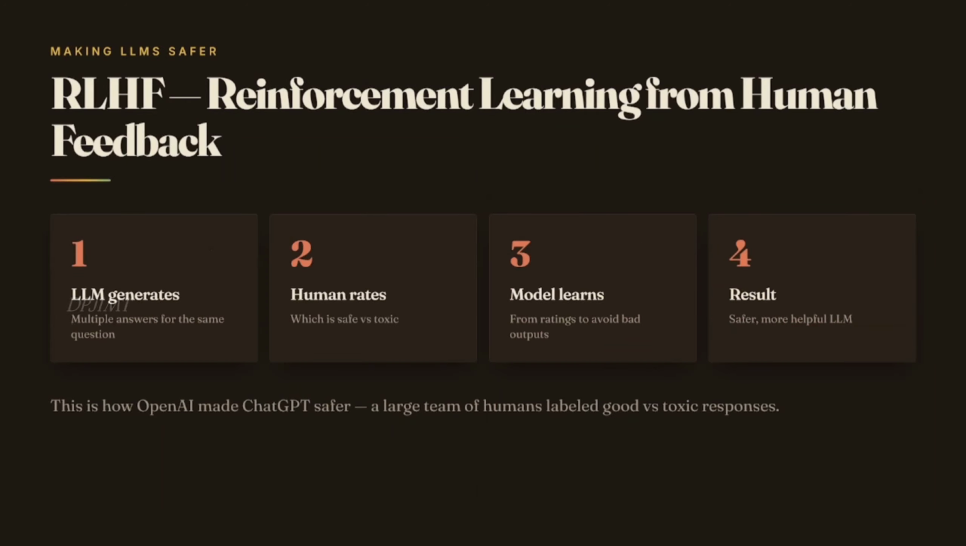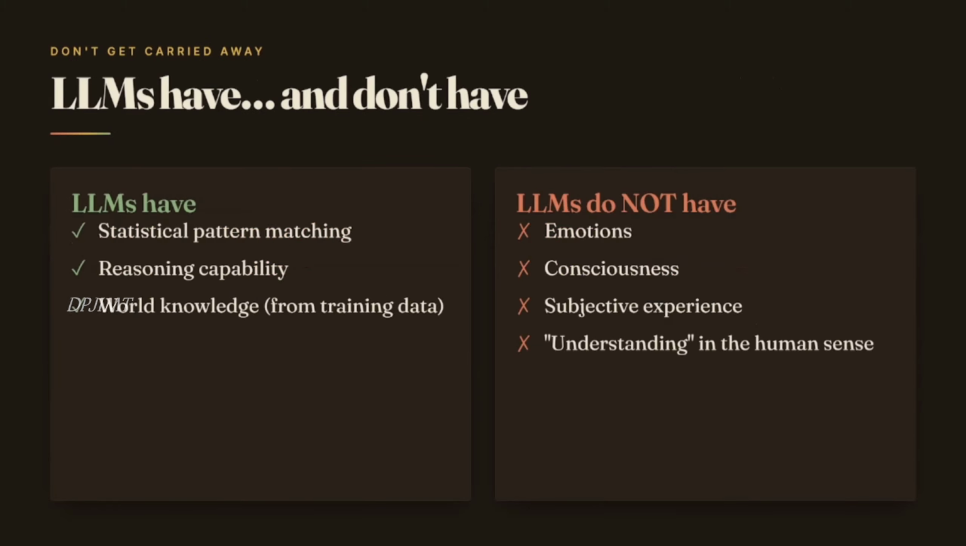On top of statistical prediction, LLMs also use a technique called reinforcement learning from human feedback, or RLHF. During training, human reviewers evaluate the model's output and flag toxic or harmful responses. The model learns to avoid those. This is how OpenAI made ChatGPT safer and more helpful. A large workforce of humans labeled which outputs were good and which were not. One important thing to keep in mind is LLMs have no subjective experience. They don't have emotions or any consciousness. They work purely based on the data they were trained on.